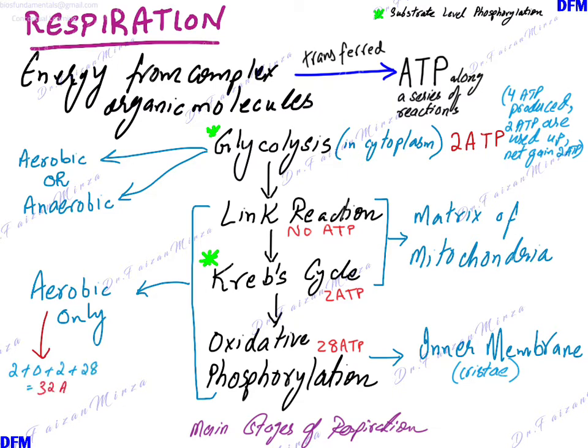So if you combine all the ATPs produced, that is 2 plus 0 plus 2 plus 28, that's 32 ATPs which are available for the cell. If the net gain is not used and we include the actual 4 ATPs which are produced, it's 4 plus 0 plus 2 plus 28. So a total of 34 ATPs are produced in respiring a single glucose molecule. So that's the amount of energy that one glucose molecule can yield.